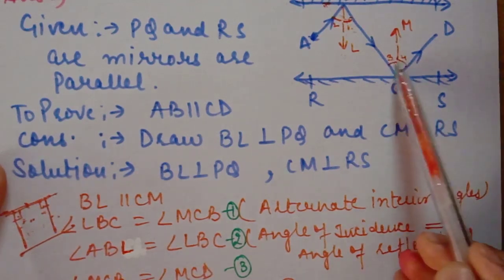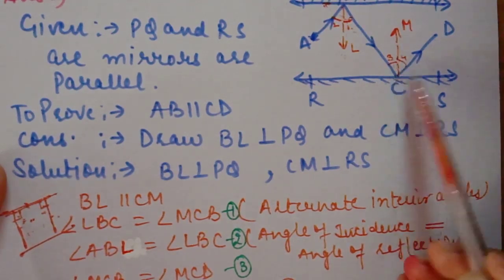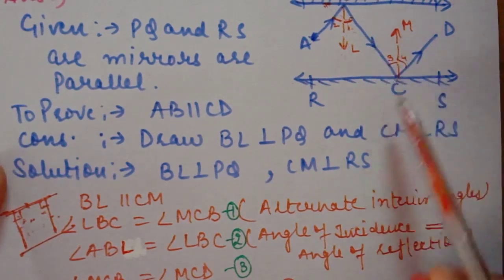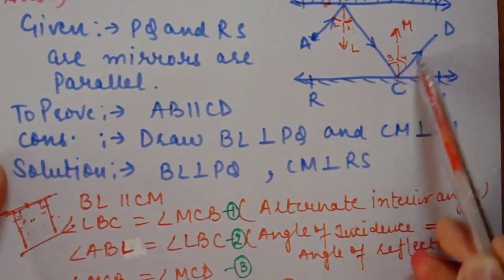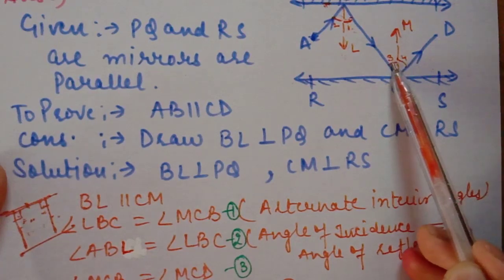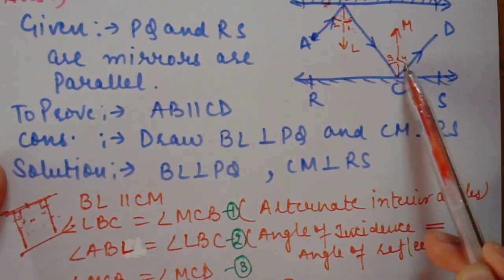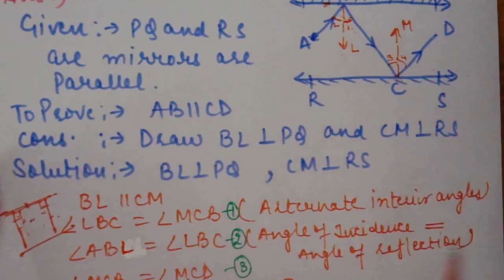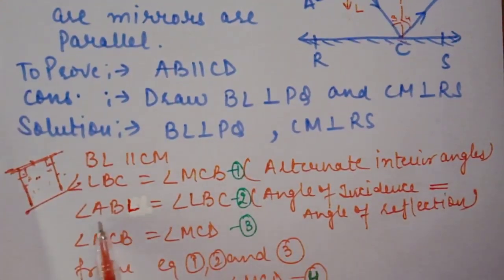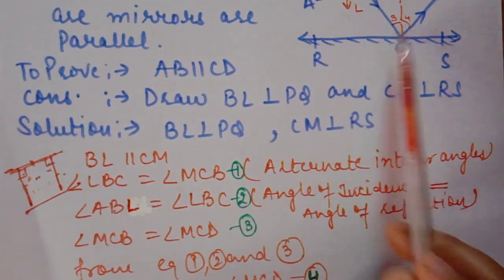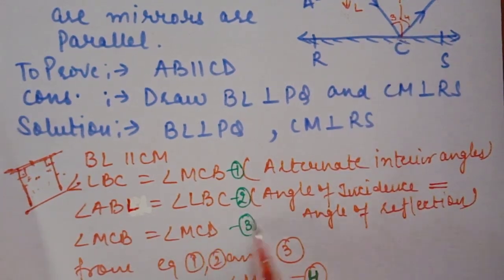Similarly, angle 3 is equal to 4, because this is the angle of incidence, this is the incident ray and this is the reflected ray. So the angle of incidence is also equal to the angle of reflection. ABL and LBC are also equal. The reason is this. Similarly, MCB and MCD, it means angle 3 and 4, are also equal to each other. The reason is the same, the angle of incidence is equal to the angle of reflection.